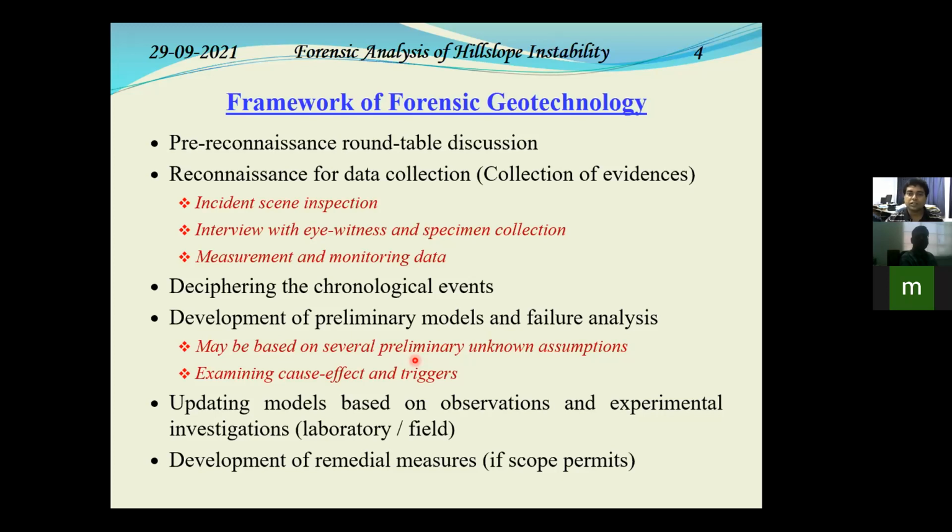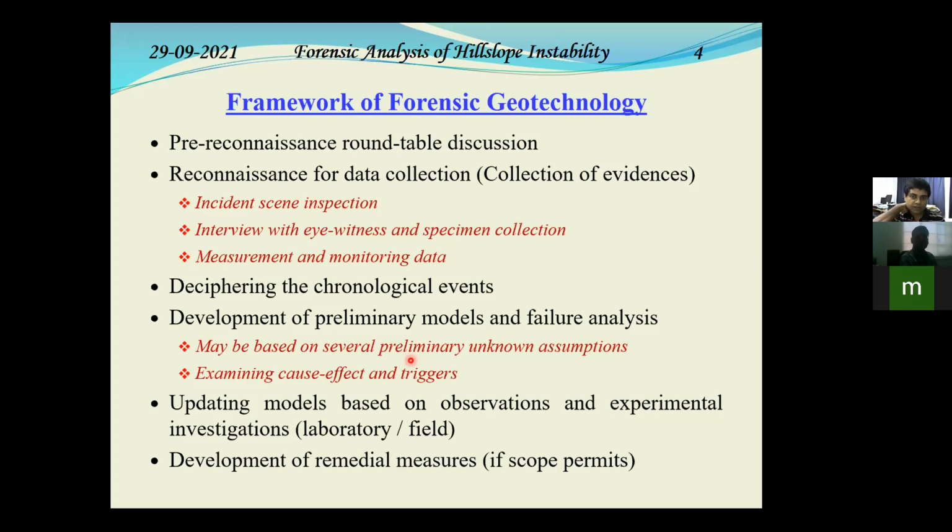So forensic geotechnology comprises a section of geotechnical investigation, where the technical data, the measurable or the quantifiable data, goes hand in hand with the qualitative evidences, whatever we collect from the site.